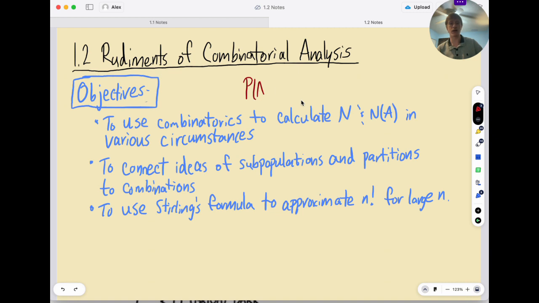Okay, I also want to connect ideas behind subpopulations and partitioning a population to ideas that you might have heard of in high school math, mainly combinations and permutations. I also want to use Stirling's formula to approximate n factorial for large n. And we'll, of course, review the factorial notation.